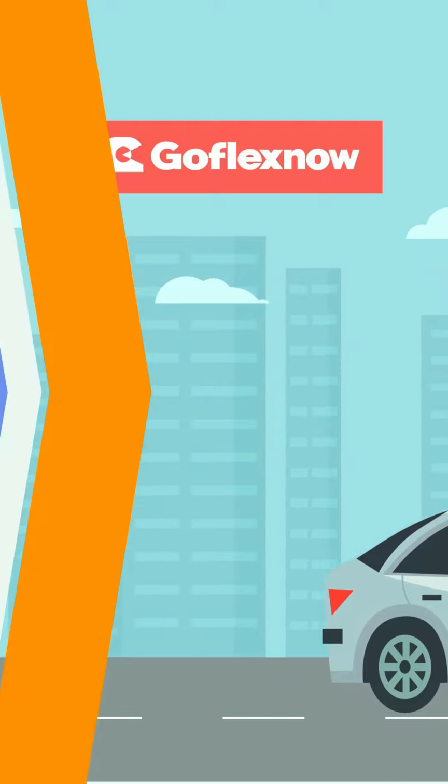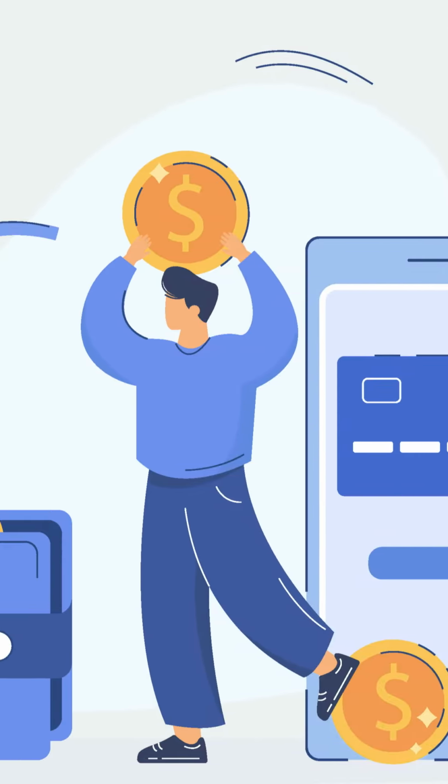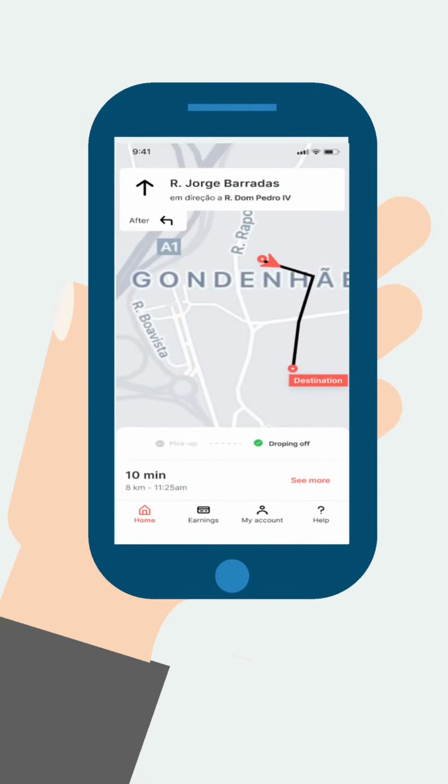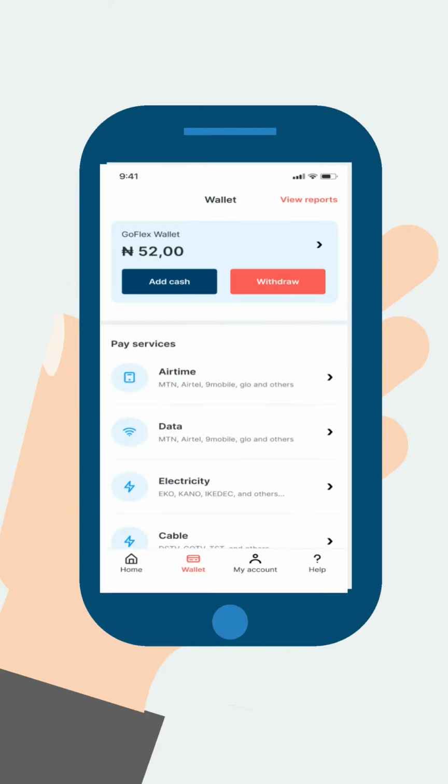In this tutorial, we'll guide you through the process of withdrawing your hard-earned money from the app. Firstly, you need to access your wallet by tapping on the wallet icon located in the second tab from the left on the bottom menu bar. Once you're in your wallet, you'll be able to see your account balance. You can add cash or withdraw from one place.